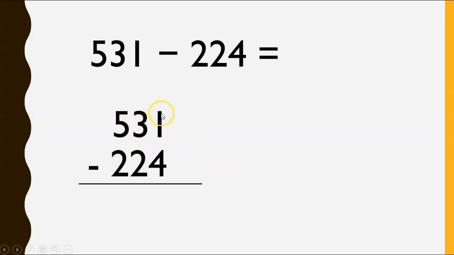So let's start with 1 minus 4. Can we take 4 away from 1? No, we cannot. So what do we need to do? We have a problem here. What do we need to do to fix it? We need to give that 1 a 10 here to make it 11. And we're going to cross out that 3. So what's 11 minus 4?